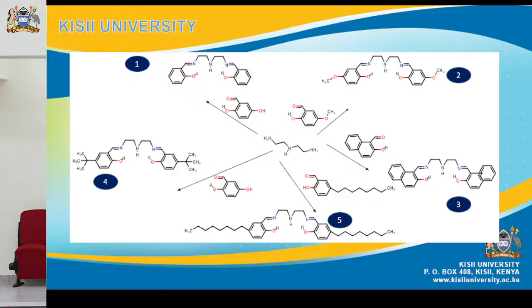You see that? There are so many of them that you can play around with, as much as you want. You can have one that is not substituted, that is the group here. You can have one with an electron donating methoxy group. You can have one with a tert-butyl group. You can have one with a long chain nonyl group. You can have a phenyl naphthyl group. So all those things you can play around with. Next slide.